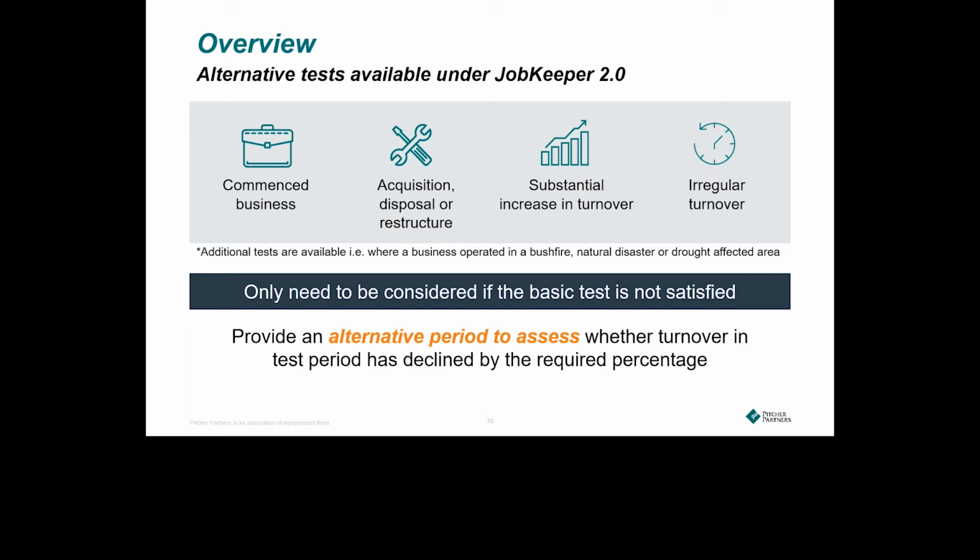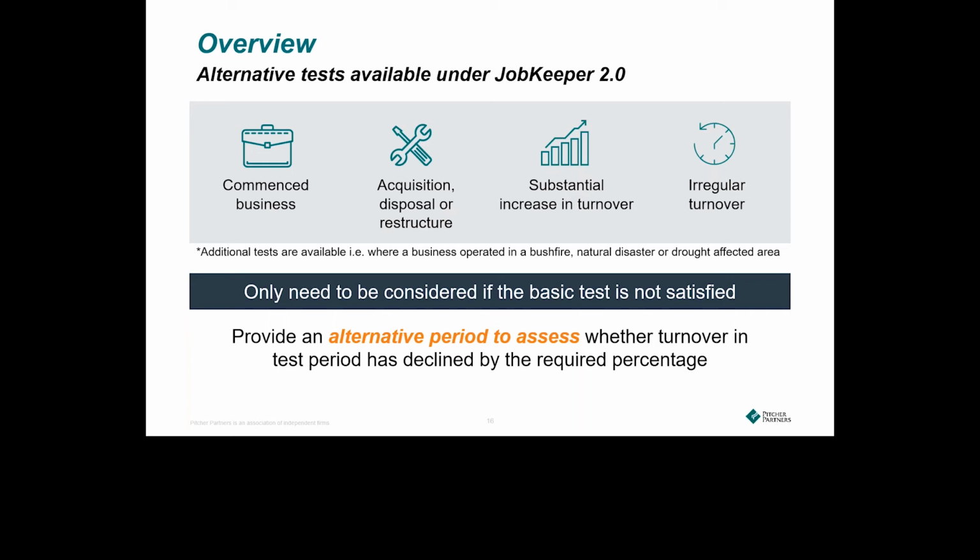Before we start, just 2 quick important reminders. First, the alternative test only needs to be considered if the basic test isn't satisfied. So even if you fit within a class of entities as described in the test, the use of those tests is optional. If you meet the actual decline in turnover using the basic test, you don't need to retest under any of these methods.